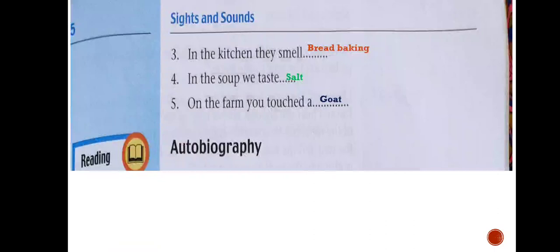Now the second time you have to complete these sentences again, but in your rough copy. But you are not going to use the words that we have used from the box. You will not use any word from the box, but the words that you will use to complete these sentences will be your own words. For example, in the street I heard. What you heard in the street, you may write. Then in the kitchen what you smell, in the soup what you taste, and on the farm what you touched, you may write in your own words. These blanks you will fill with your own words. That's the second writing task that I am going to assign you.